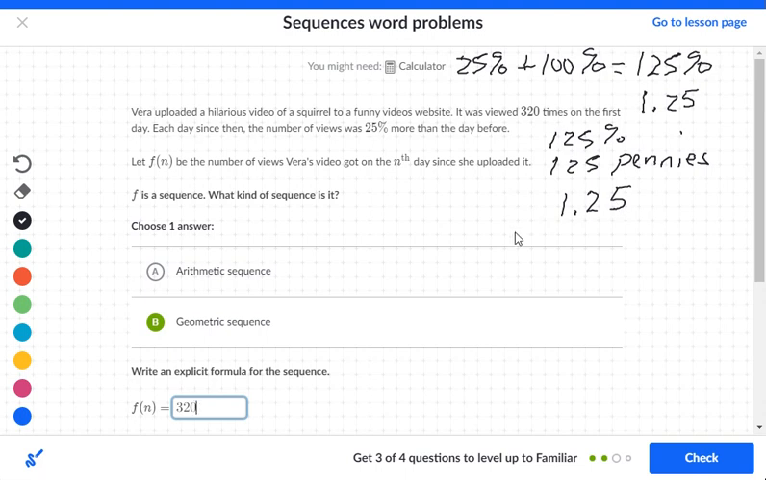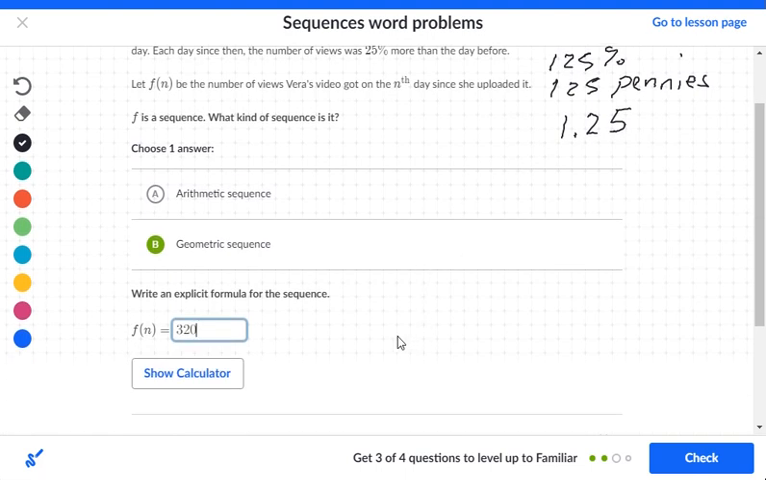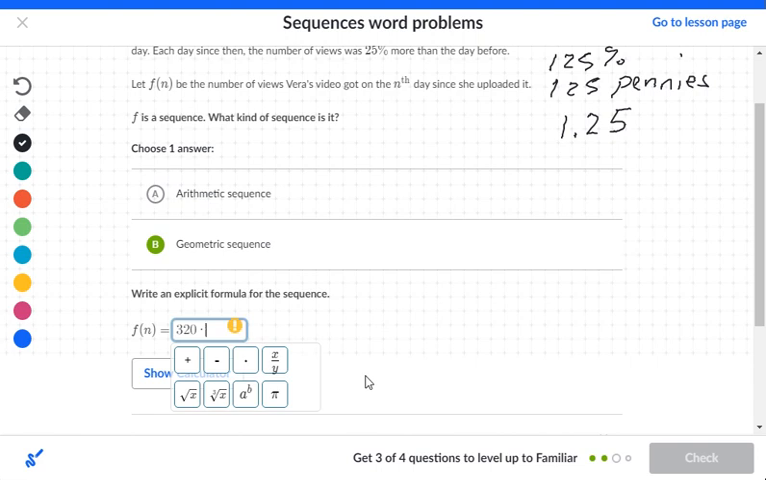So what are we going to multiply by? Well, we're going to go ahead and multiply by 1.25. So let's bring this up here. Now remember, you have to use these parentheses. I don't know what it is with Khan Academy, but if you don't put these parentheses around these second numbers here, it just doesn't work out.